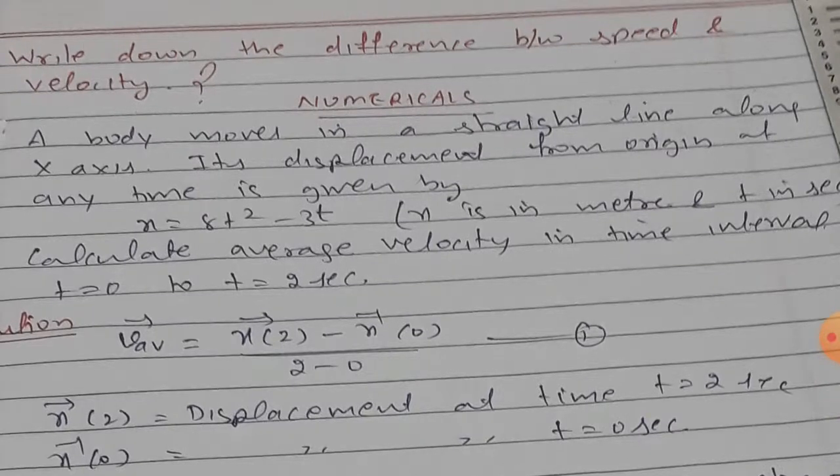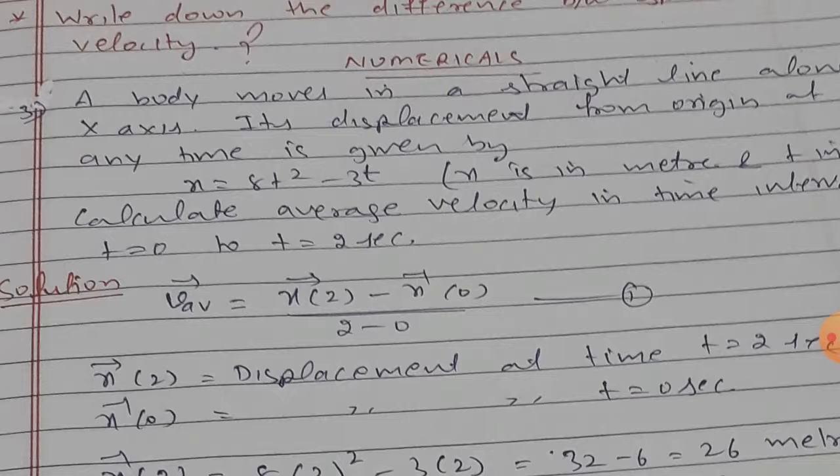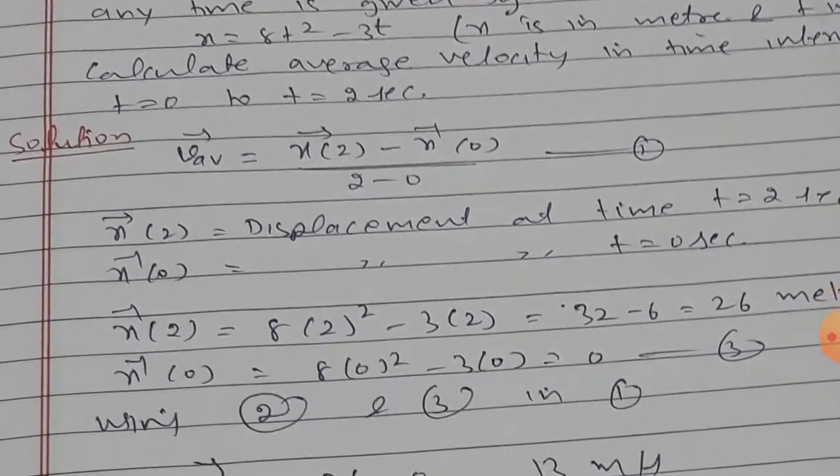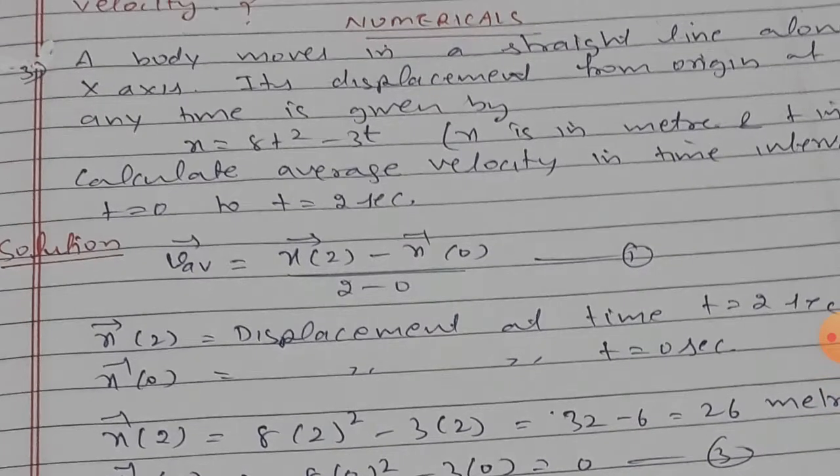See here, sometimes in a numerical, displacement is given to us directly, suppose 30 meter or 20 meter. But in this question, displacement is given as a function of time. It is not given directly. So we will find the value of displacement by putting the value of t. As you know, average velocity is total displacement over total time. So total displacement means final position minus initial position, divided by time taken. Time taken is final time minus initial time, that is 2 minus 0.